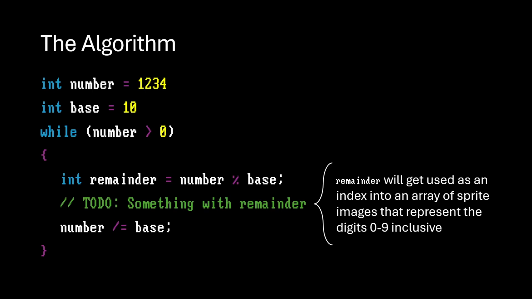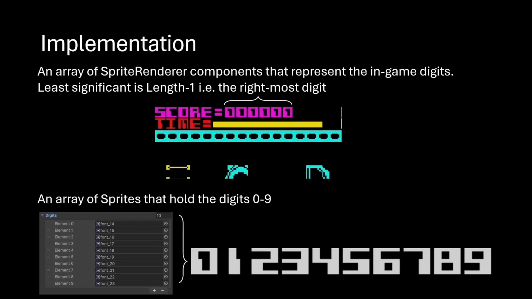Now, here's the actual algorithm. This is the code that I'm writing just now. The number that we get in here is going to be our score, 1234. Our base is 10, which I haven't fixed for some reason, in case I wanted to make it base 16. Who knows? So while the number is greater than 0, you take the remainder using the mod, and then you do something with the remainder, which we'll get to in just a second, and then we divide that number by the base.